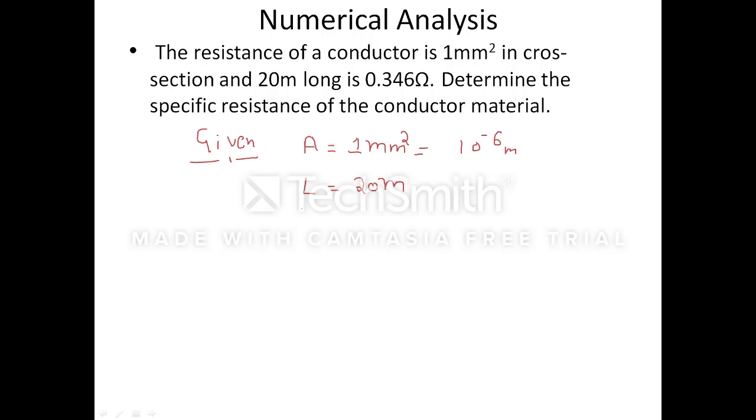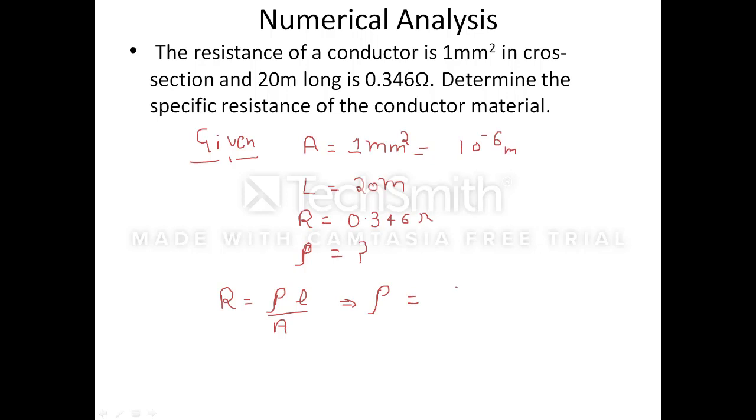Another thing which we have given is the resistance of the material, that is 0.346 ohm, and we have to calculate the specific resistance, that is given by rho. So as we have stated earlier, R is given by rho L by A. We have to calculate rho here.